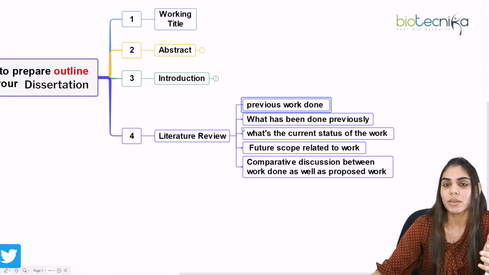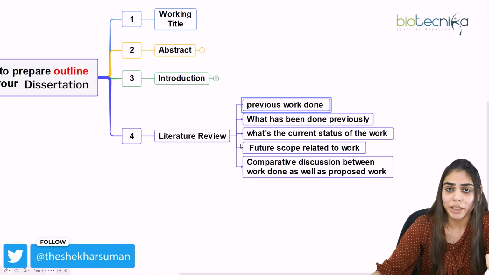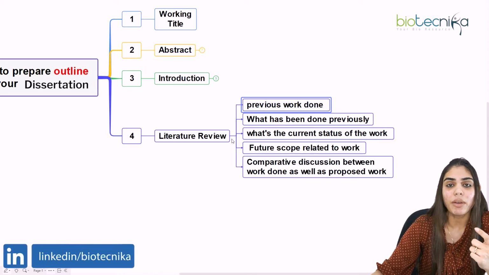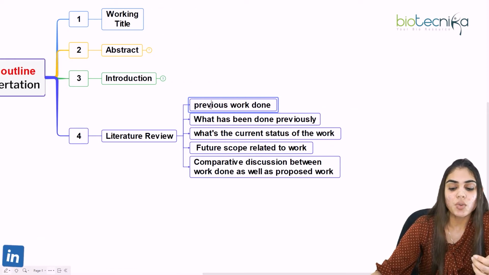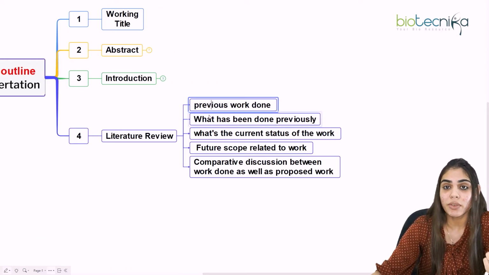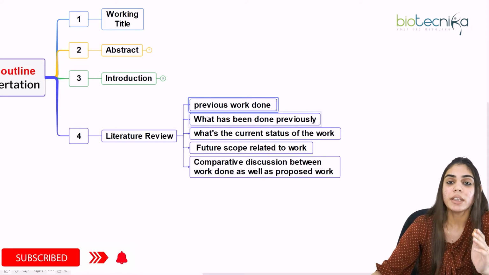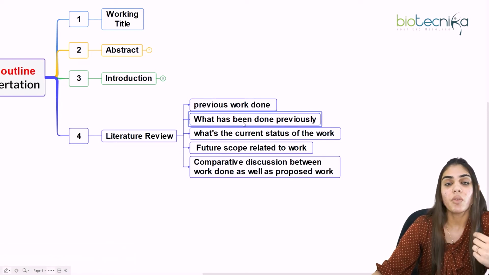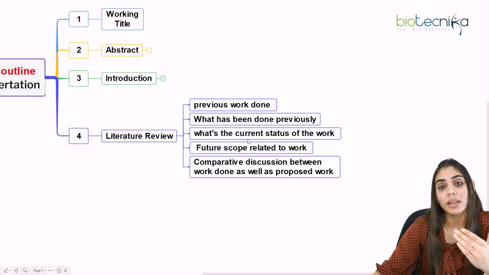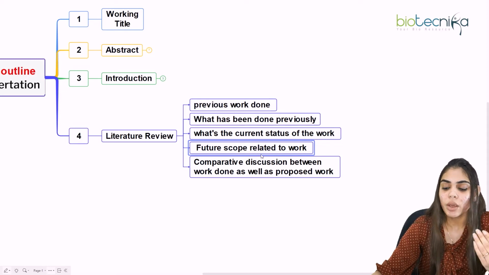So again, that is somewhat different from introduction, but more or less it is similar, that you have to write again the same things, but how you have to write, in what order you have to write, you can see here. That is the previous work done. You have to mention what is the previous work done in that particular field. Like we are talking about tuberculosis, right? Then you have to mention about tuberculosis, what has been done previously, what is the current status of work, what ongoing research is there in this particular field, what will be the future scope, what you have done.